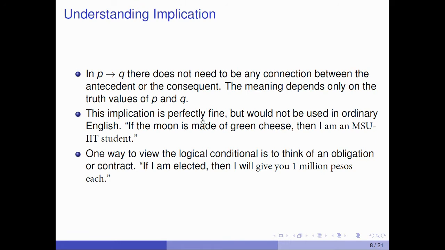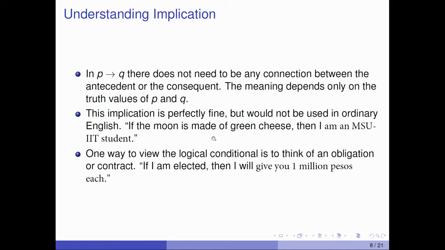Okay, so understanding this, in P implies Q, there does not need to be any connection between the antecedent or the consequent. The meaning depends only on the truth values of P and Q. This implication is perfectly fine, but would not be used in ordinary English. We should not use this in ordinary English, or else you will sound off.